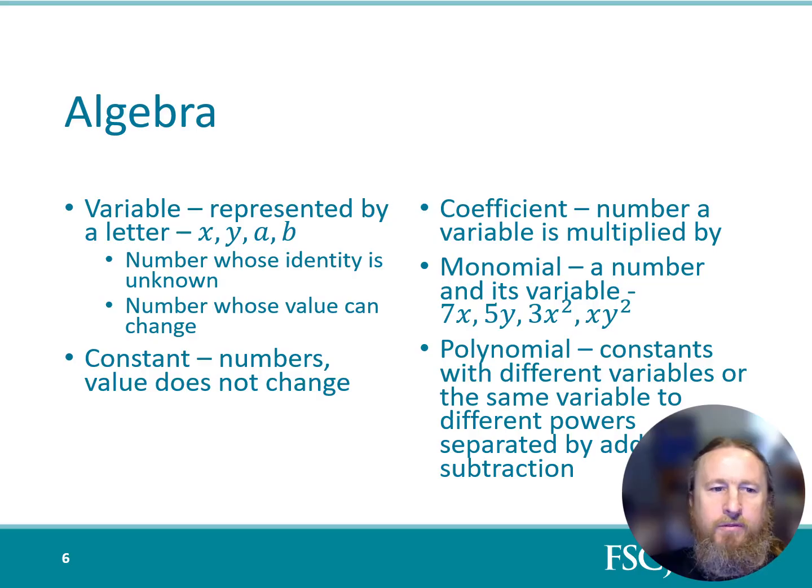Now we are going to put the variable and the constant together in multiplication to produce a coefficient and a variable. If we do it with one number, with no addition and subtraction separating, we have a monomial, or one term. 7x, 5y, 3x squared is a monomial, as is xy squared. Then we have polynomials. Polynomials are constants with different variables, or the same variable to different powers, generally separated by addition and subtraction, and we will look at some of those more next.